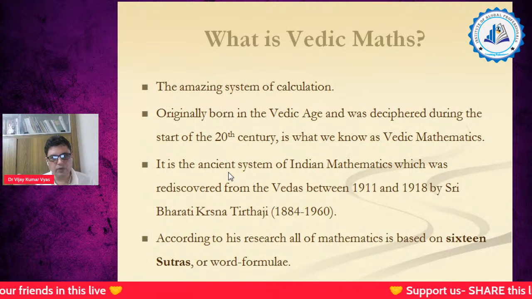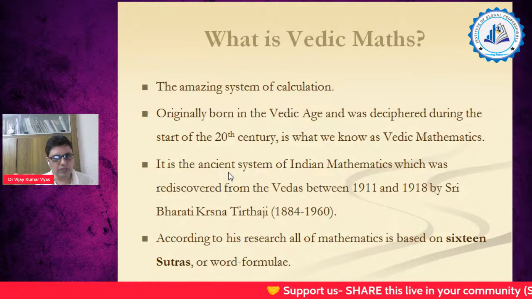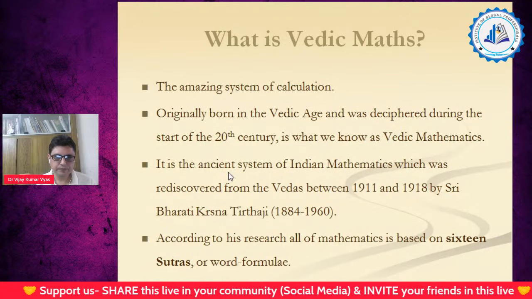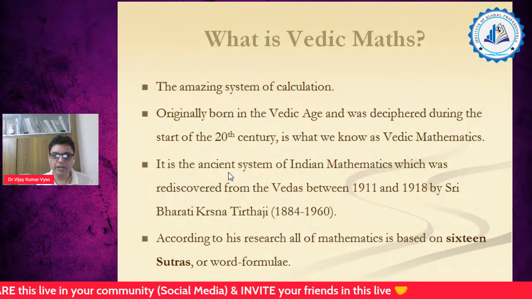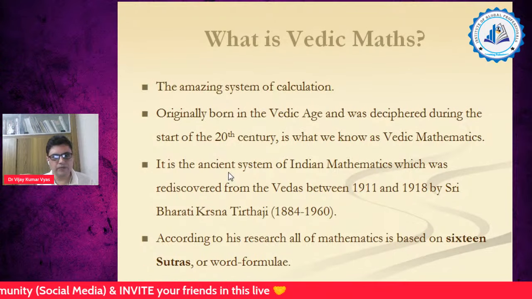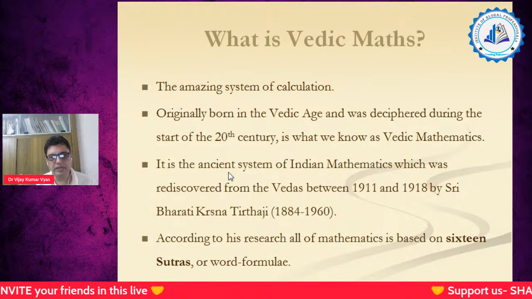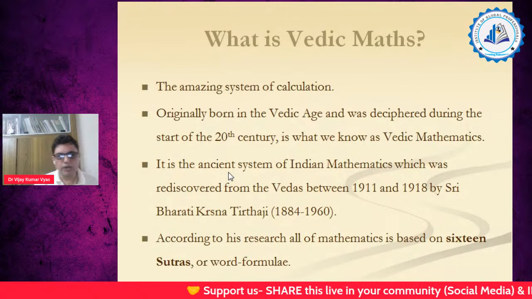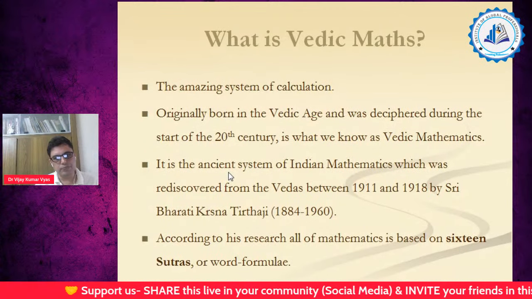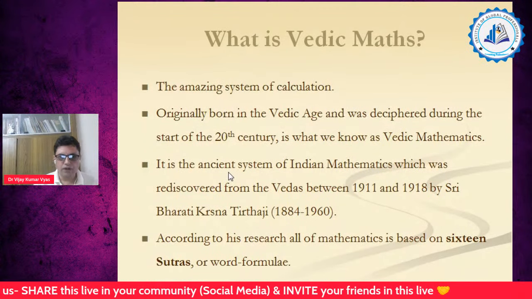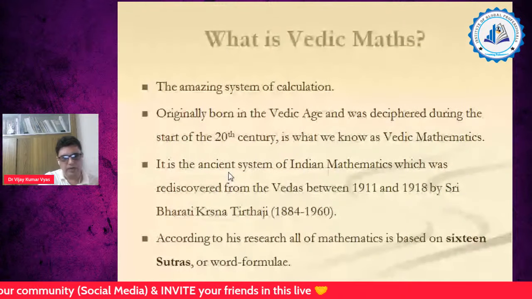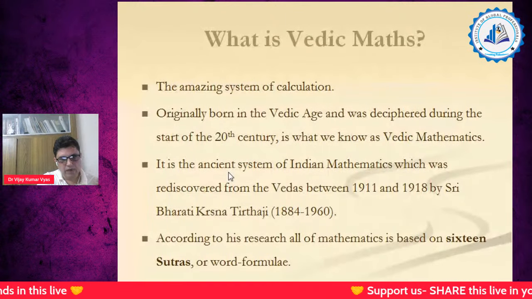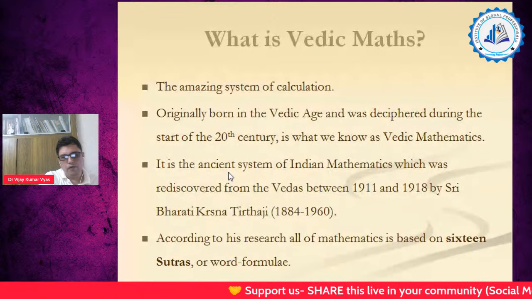It is what we know as Vedic mathematics because it was originally composed in the Vedic age. It is an ancient system of Indian mathematics, which was rediscovered from the Vedas between 1911 and 1918 by Sri Bharati Krishna Tirthji. According to his research, all of mathematics is based on 16 sutras, or word formulas. Sutra means formulas. In the ancient Indian language Sanskrit, we say sutra, and we can use the word sutras for formulas.